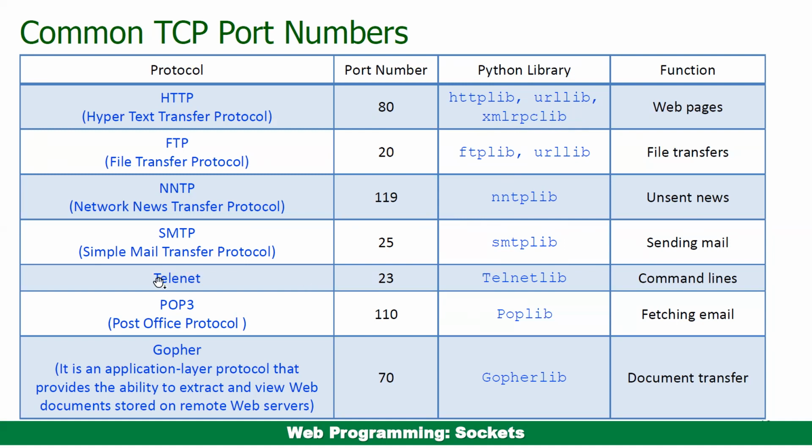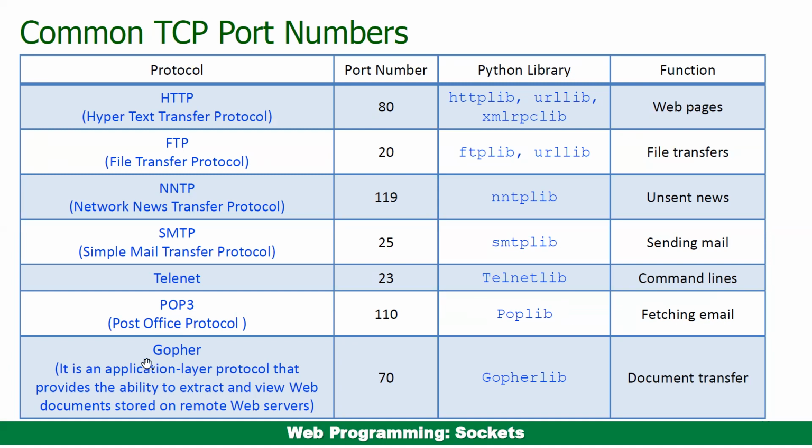The next protocol is Telnet. Its port number is 23. Its Python library is telnetlib. This is for command lines. The next protocol is POP3, which stands for Post Office Protocol. Its port number is 110. Its Python library is poplib. This is used for fetching email.